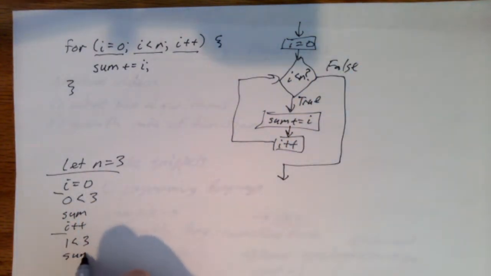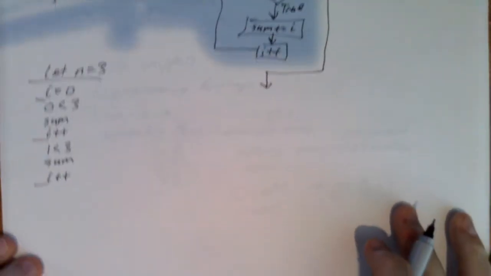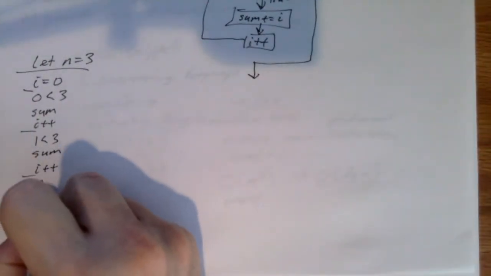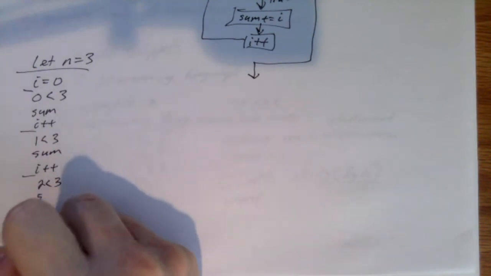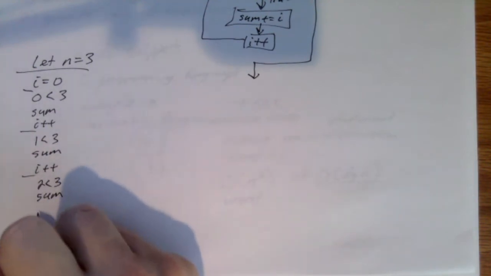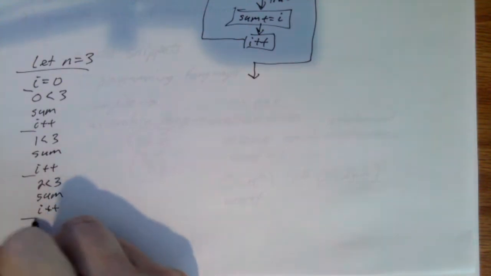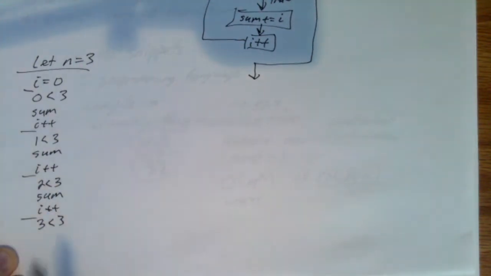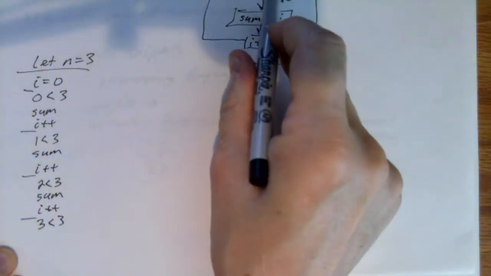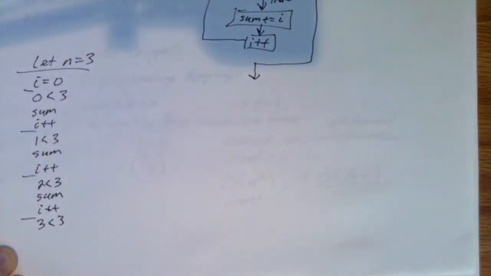Yes. Update the sum. Increment i to 2. Is 2 less than 3? Yes. Update the sum. Increment i to 3. Is 3 less than 3? The answer is no. The test fails and we leave the loop.